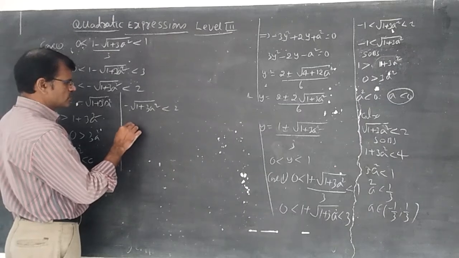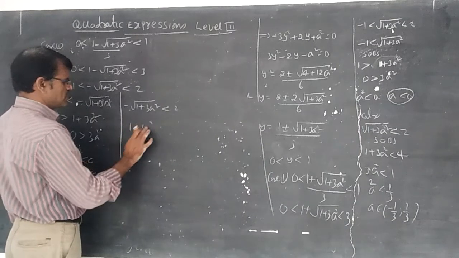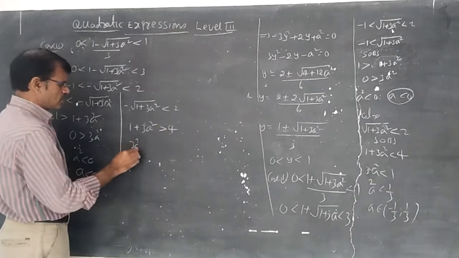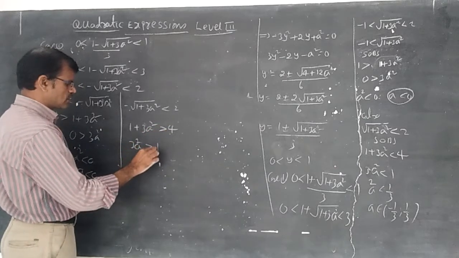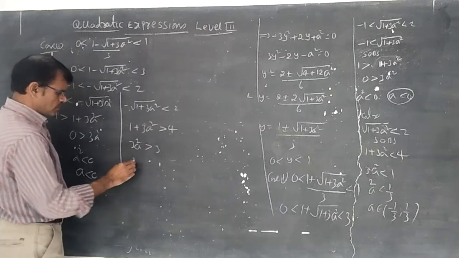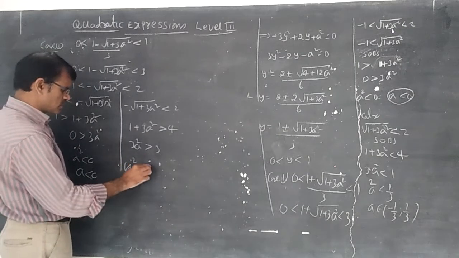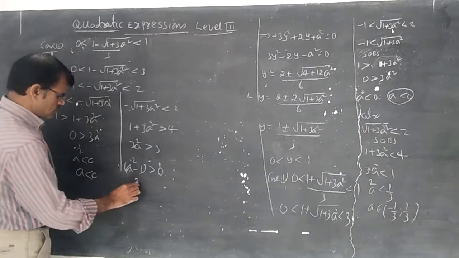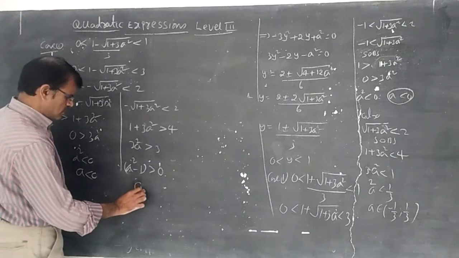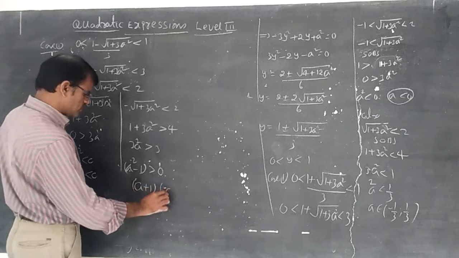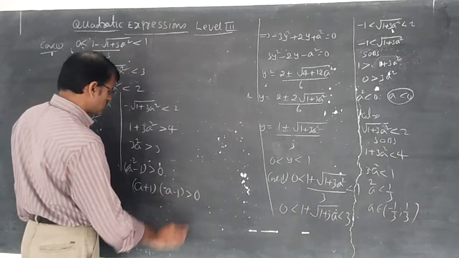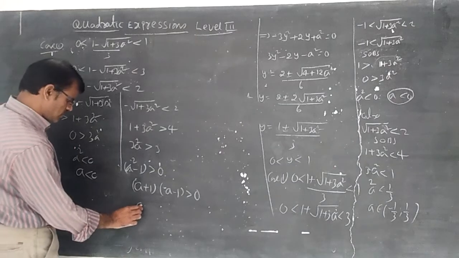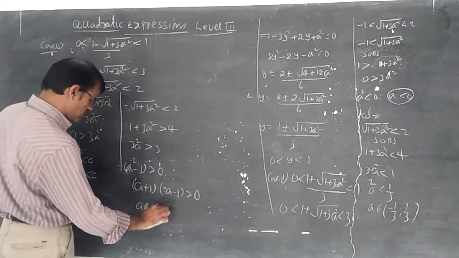Now squaring on both sides, it becomes 1 plus 3a square greater than 4. So 3a square greater than 3. Now a square minus 1 greater than 0. So here a plus 1 into a minus 1 greater than 0, we got. Then a does not belong to minus 1 comma 1, we got.